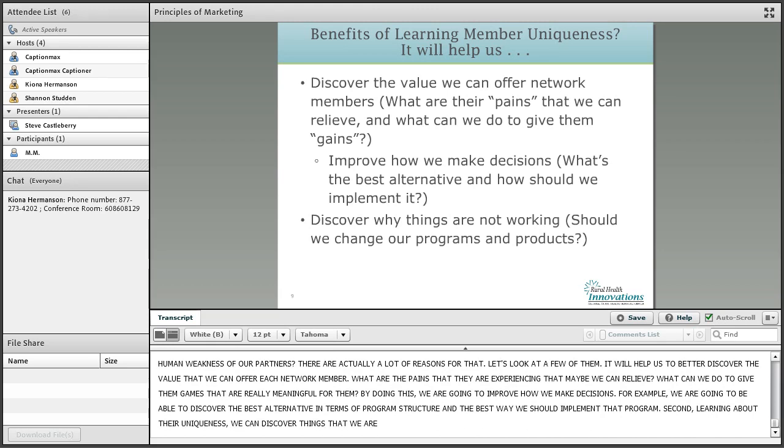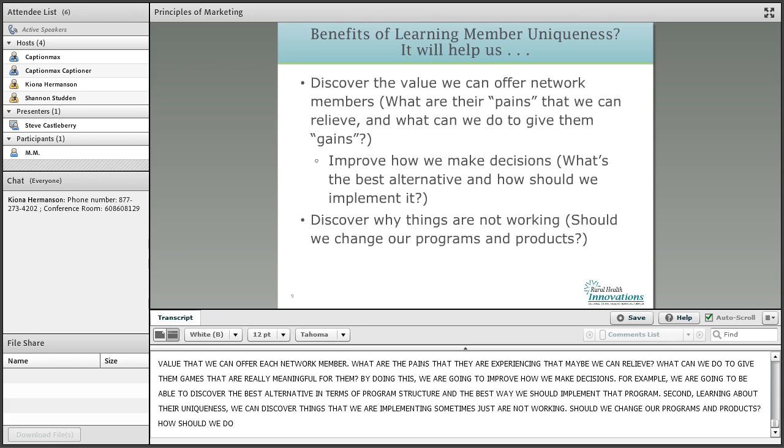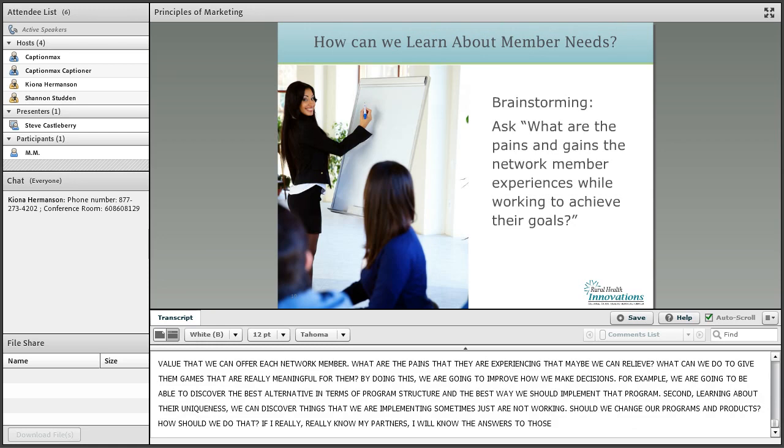Second, by learning about their uniqueness, we can discover why things that we're implementing sometimes just are not working. Should we change our programs and products? And if so, how should we do that? If I really, really know my partners, I'll know the answers to those questions.